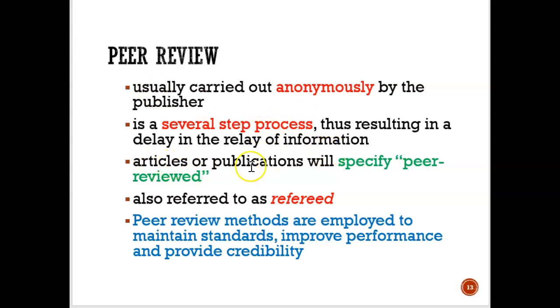The journals or publications will specify that the articles in the journal are peer reviewed. And how do you know? Sometimes you'll know right in the journal paper, and I'll show you an example where you'll know by looking at that paper that it's peer reviewed. Other times when you open a journal, on the inside front cover they might have a blurb saying that all articles published in this journal are peer reviewed. Another word for peer reviewed is refereed.